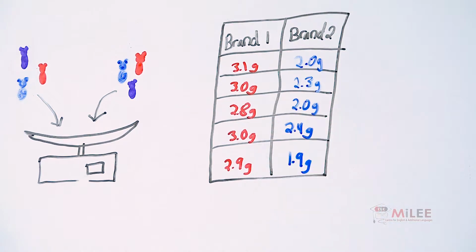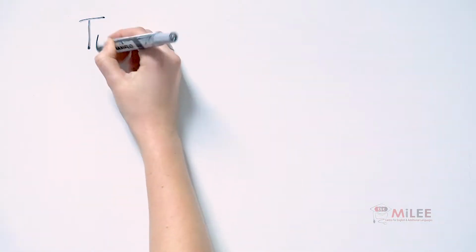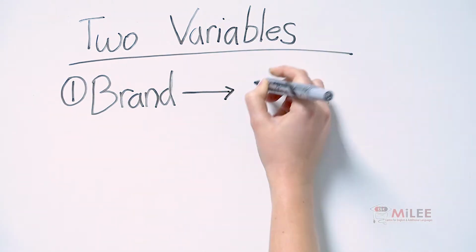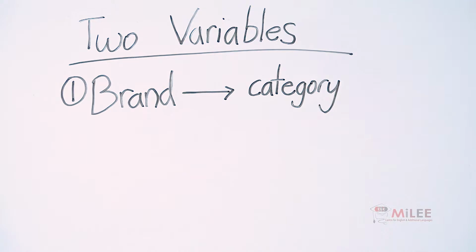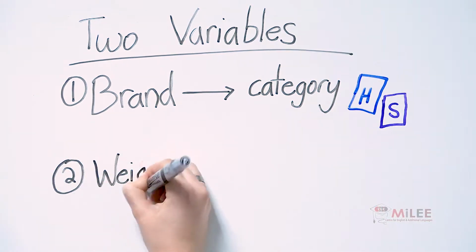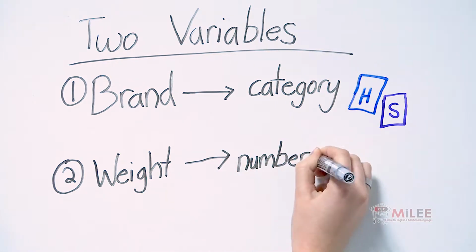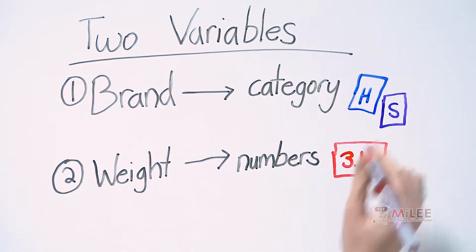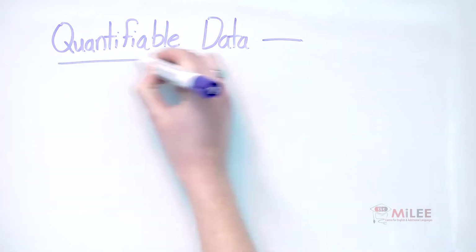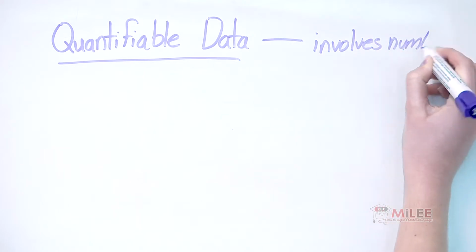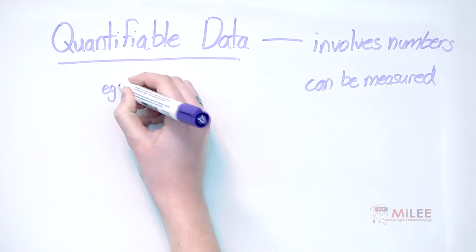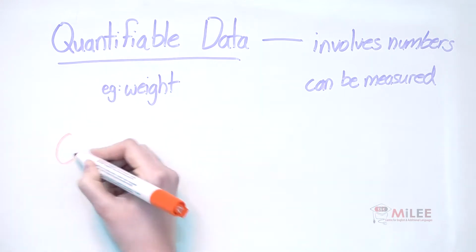You can then record your data in a table. Notice that in this experiment, you have two variables to consider, brand and weight. Brand is a category. In this case, our two categories are Haribo and Select. Weight is a number. Notice that these are two different types of data. Quantifiable data is information that involves numbers. It can be counted, calculated, or measured in some way. For example, the weight of the gummy bears or the cost.